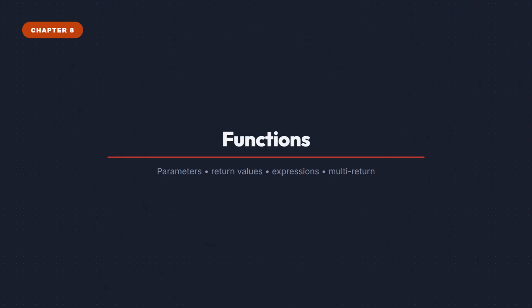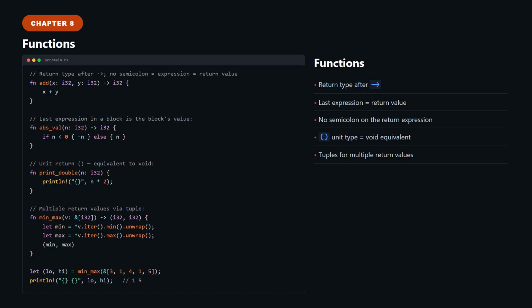Chapter 8. Functions. Rust functions use the last expression as the return value convention. Omitting the semicolon from the last expression returns it. You can still use explicit return for early returns. It's just not idiomatic at the end of a function.